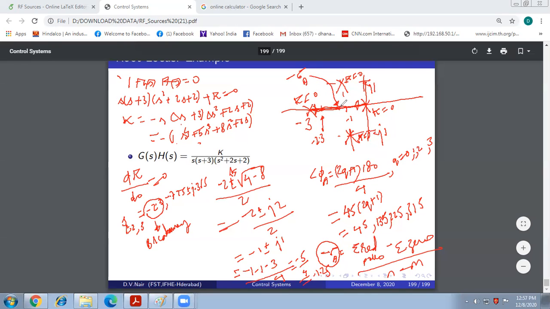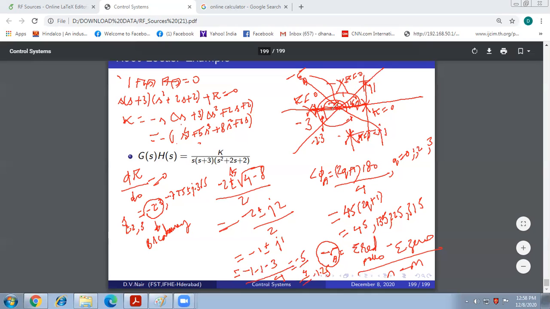So draw the lines. This is 45 degrees, then this will be 315. Then you have one at 135. So this will be 135, then 225. So like this they will go: 45, 135, then 225, and then 315. So you have four asymptotes.